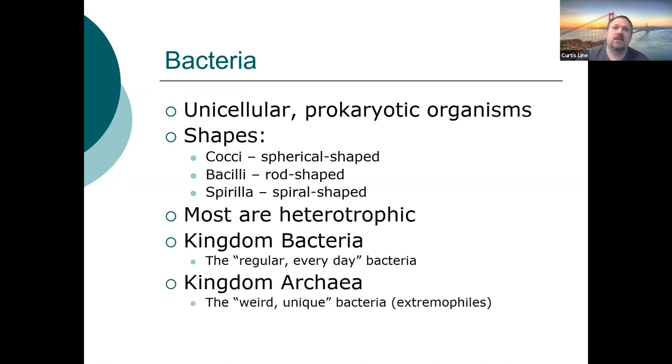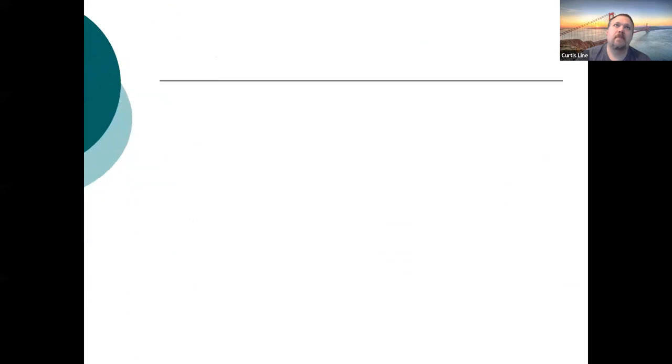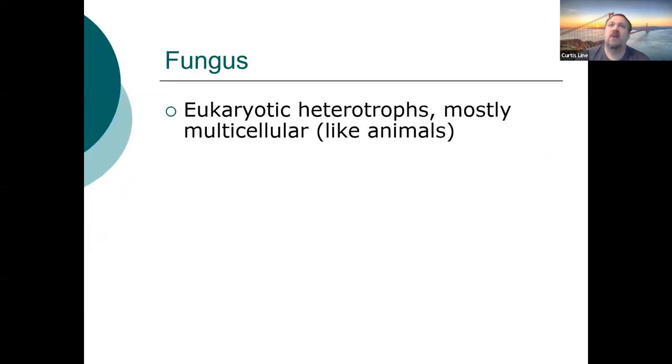So we already talked about this. We have kingdom bacteria and kingdom archaea. They are both made up of bacteria, just very different types of bacteria. All right, then we have fungus. So fungus is actually very much like us, okay? They are made up of eukaryotic cells. They are heterotrophic and they are multicellular, with the exception of yeast, okay?